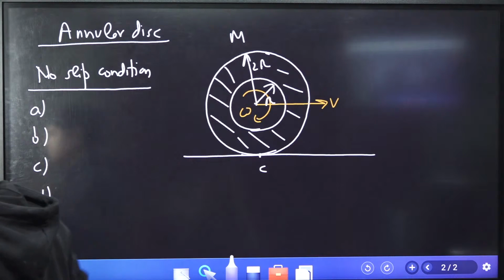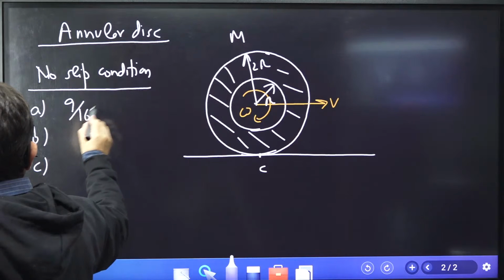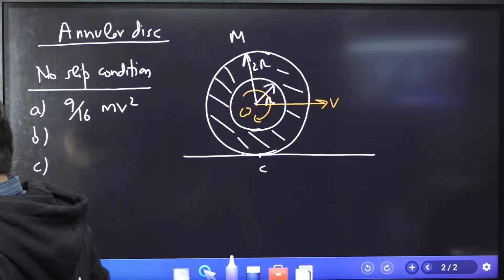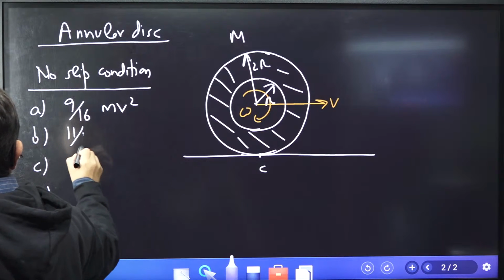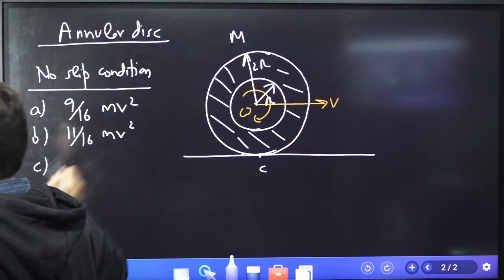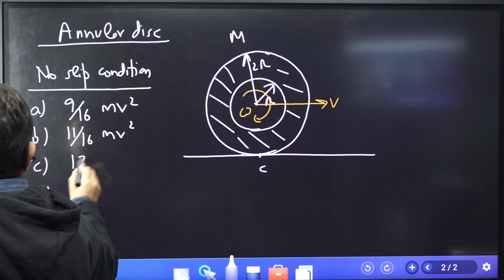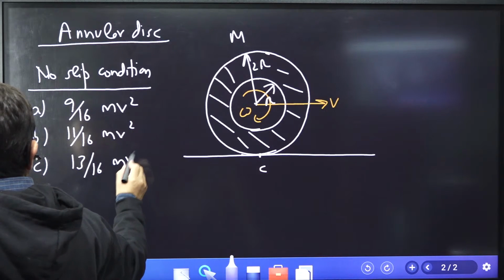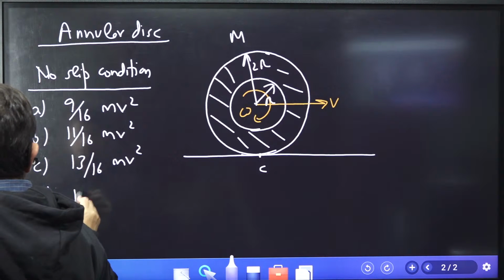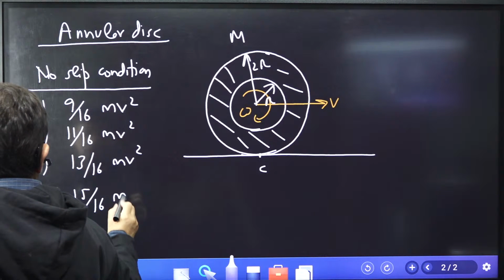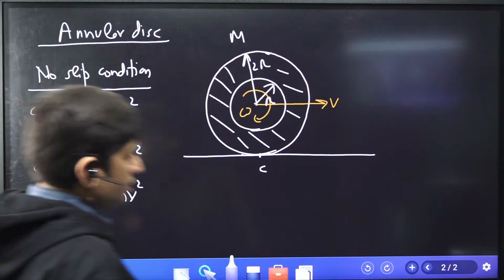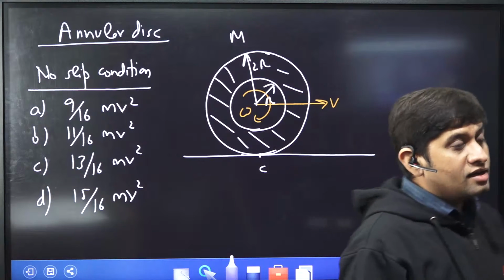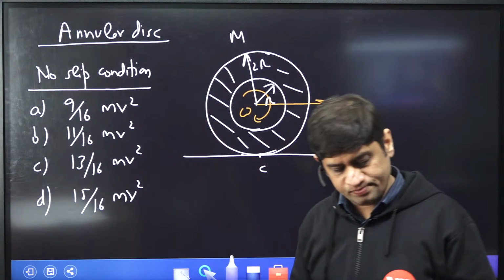Kinetic energy of the disk is 9/16 mv square. Second choice is 11/16 mv square. Third choice is 13/16 mv square. Fourth choice is 15/16 mv square. So the question asks you to find the kinetic energy.